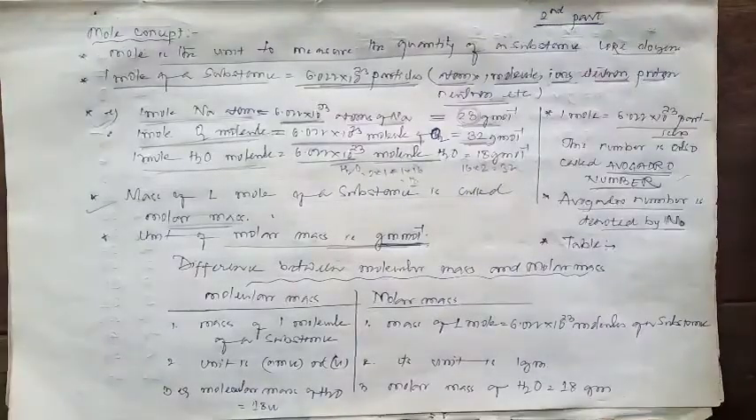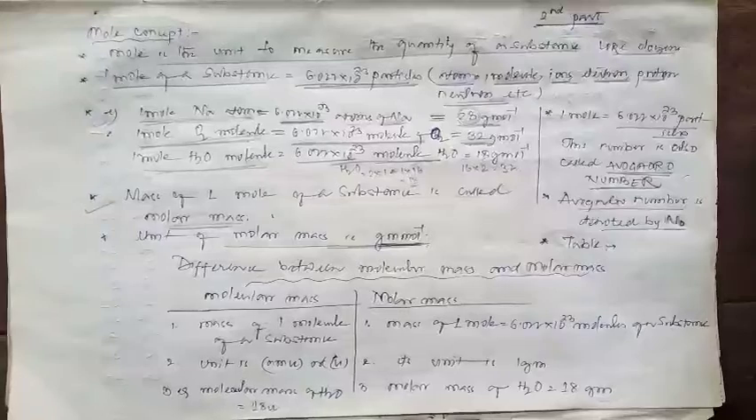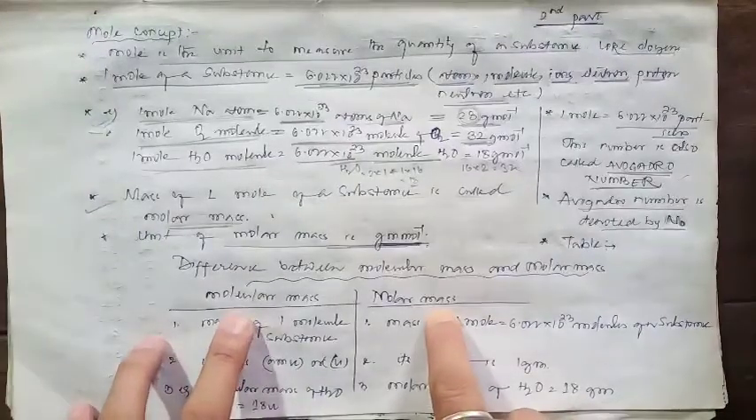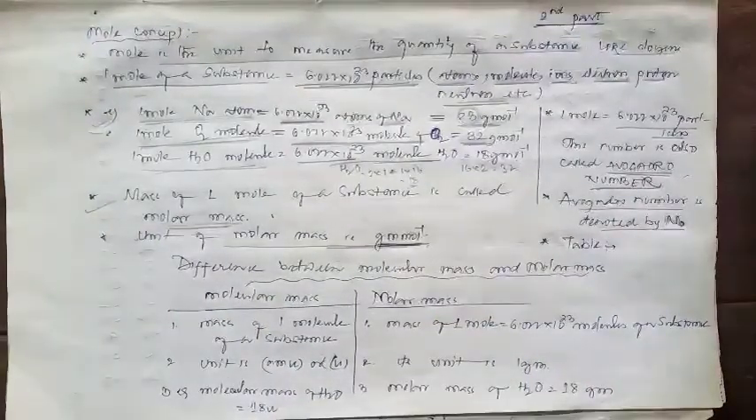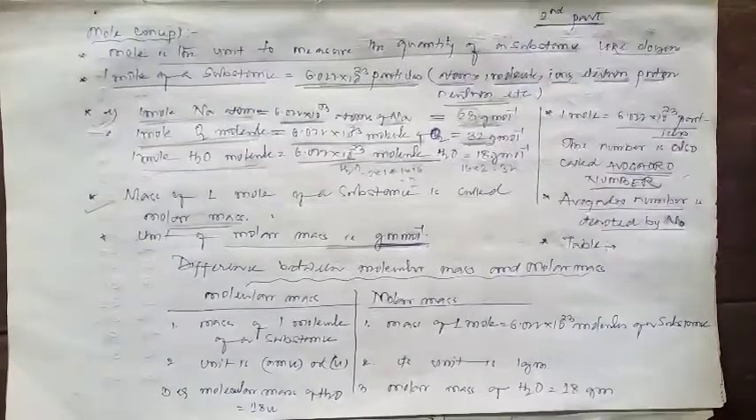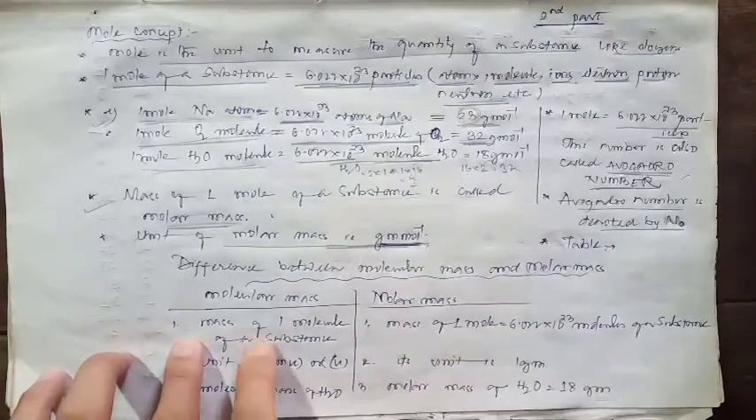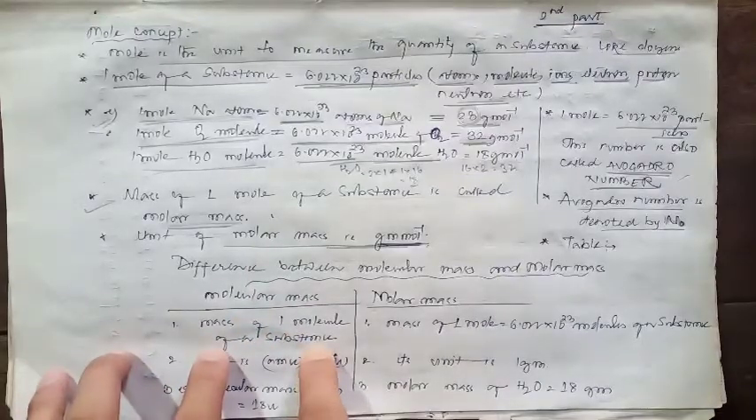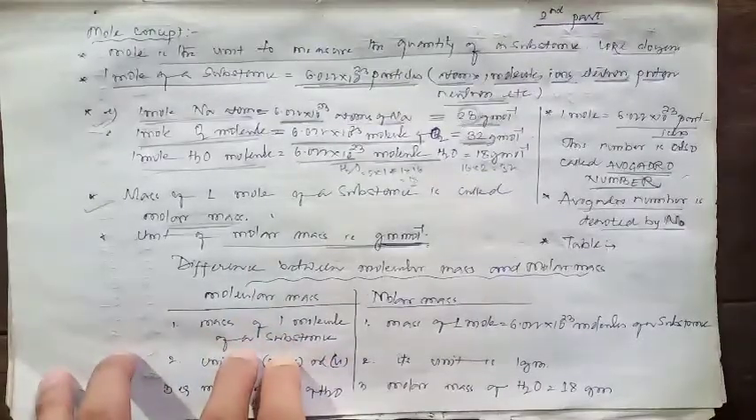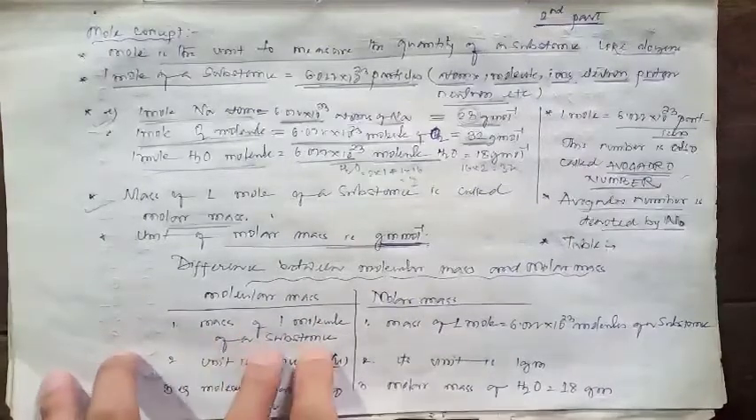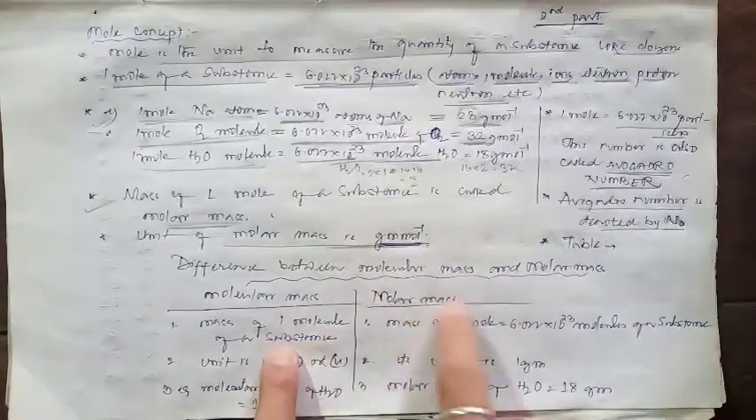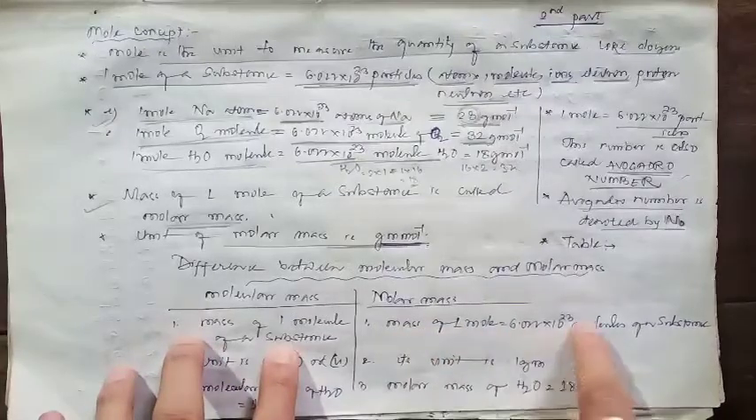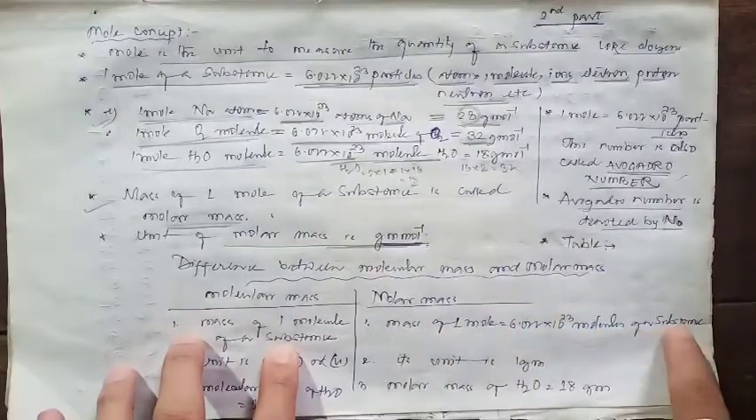Now let's understand the difference between molecular mass and molar mass, student. In the previous lecture, we discussed the molecular mass and the way to calculate molecular masses. Now there is a fine difference between the two. See, the first difference is what? Molecular mass is the mass of one molecule of a substance. Molar mass is the mass of 1 mole, meaning 6.022 × 10^23 molecules of a substance.